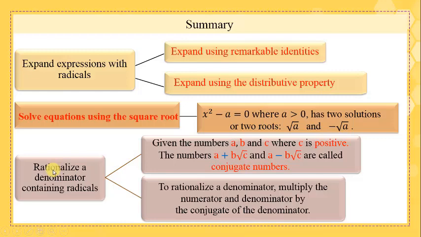Also we have seen how to rationalize a denominator containing radicals. Given the numbers a, b and c where c is positive, the numbers a plus b radical c and a minus b radical c are called conjugate numbers. And to rationalize a denominator, multiply the numerator and denominator by the conjugate of the denominator.